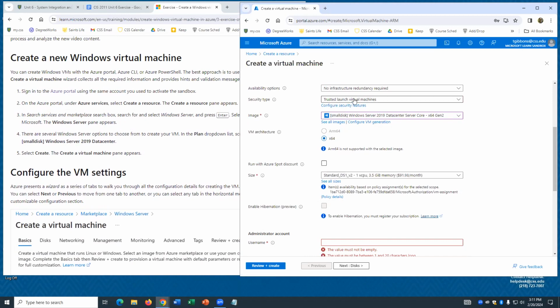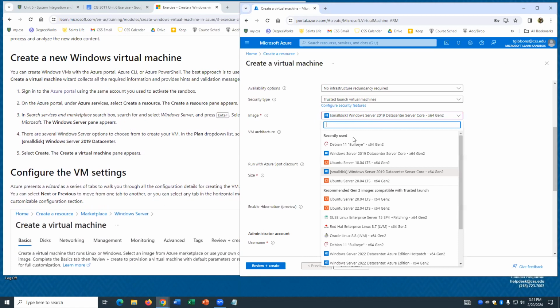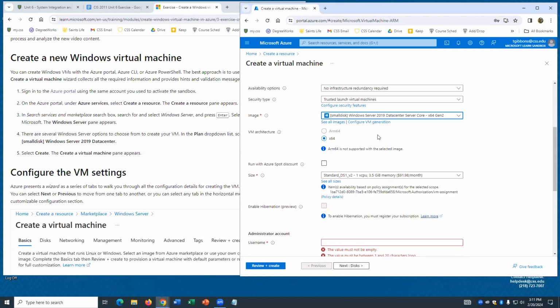And again, we should be able to select the standard small Windows server here. Maybe that's under recently used, maybe that's why.